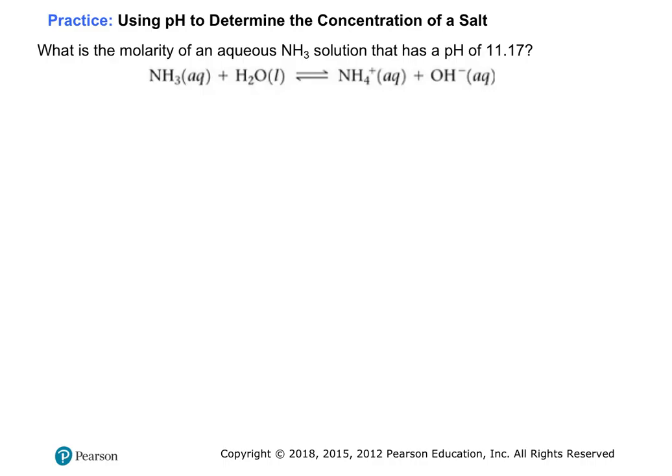Okay, let's do another one. In these problems we've gotten the hang of the acids, finding Ka and finding pH. Now in this one, we're actually finding the concentration of an ammonia solution where the pH is known, and we know the Kb. So here's our reaction. Our Kb is products over reactants. So ammonium times hydroxide over ammonia. The Kb is 1.8 times 10 to the negative 5 for ammonia.